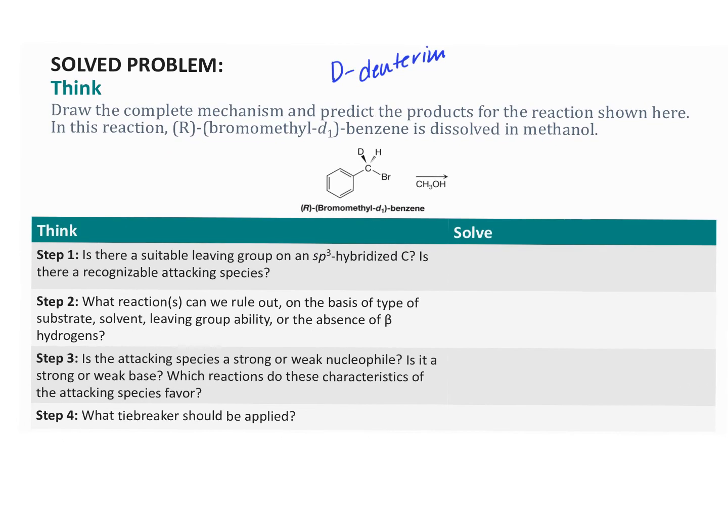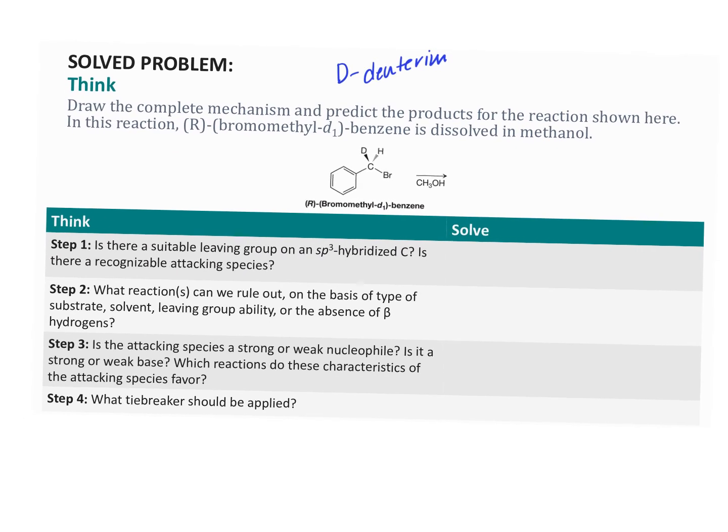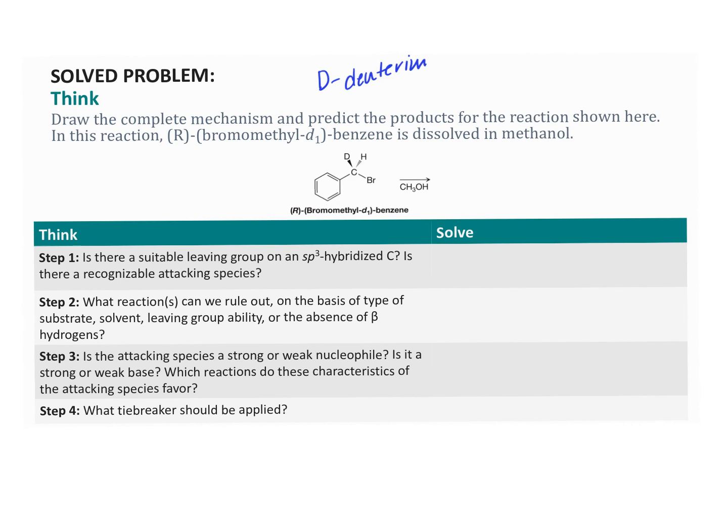Okay. So we've got this, it's dissolved in methanol. And so the very first thing, before we can draw the mechanism, we have to choose what mechanism we're going to draw, okay? And so we need to ask ourselves, is there a suitable leaving group on an sp3 hybridized carbon? And so we need to identify the leaving group. So I'm going to come in here and I'm going to say, okay, hey, look, that's my leaving group.